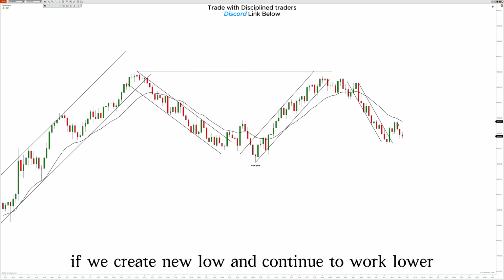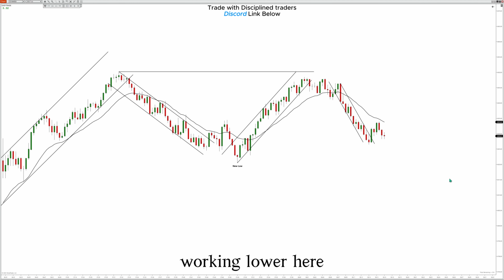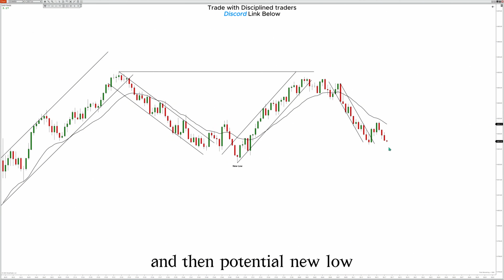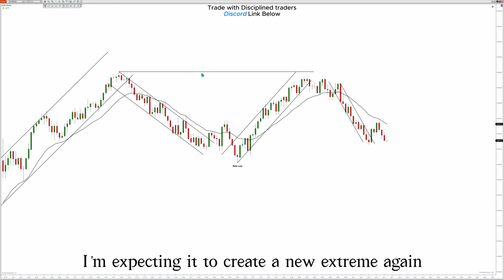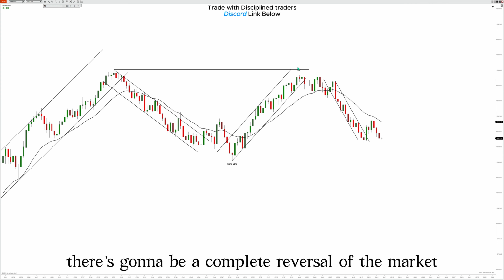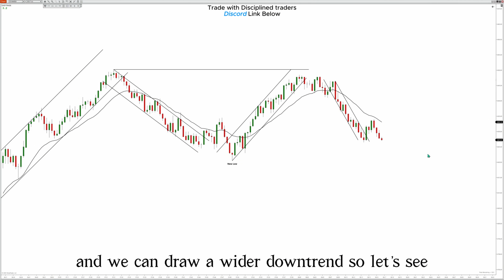If we create new low and continue to work lower, there's a chance that there's going to be a wider downtrend working lower here. So it's really just too early to tell, but I just wanted to show you guys this spike and then potential new low. If we push above EMA, I'm expecting it to create a new extreme again. But if we continue to push lower, there's going to be a complete reversal of the market, and they're considering this new high, and we can draw a wider downtrend. So let's see.